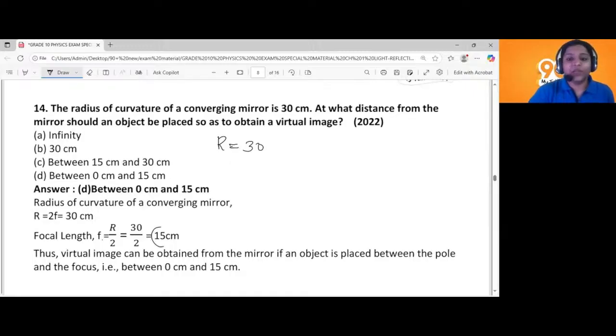Then we need to get a virtual image. At what position will we get the virtual image? We have to keep the object between focus and the pole in a concave mirror. Pole is taken as the origin 0. So here the focal length is 15 centimeter. So what is the range of the distance? The distance should be between 0 to 15 centimeter. That is the correct option. Between 0 and 15 centimeter.